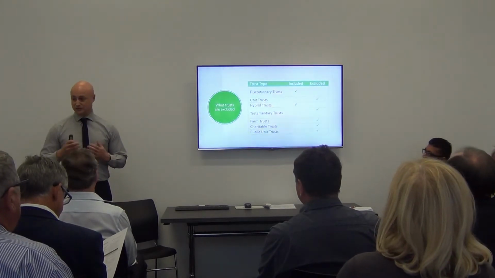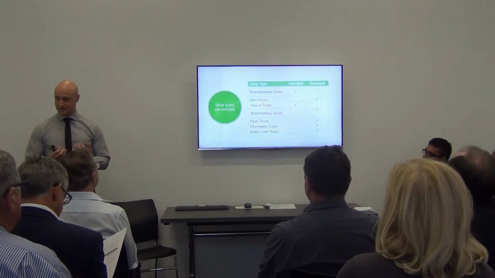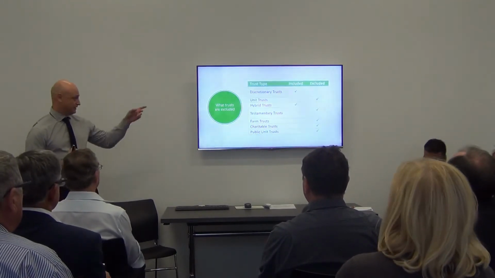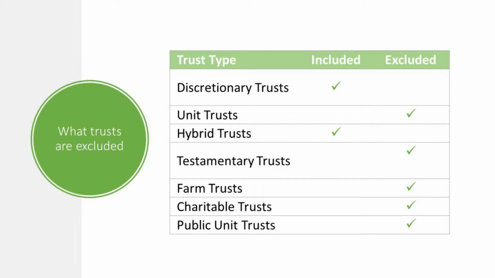To look at the different types of trust in terms of what's included and excluded. If you look at the left-hand side, obviously discretionary trusts are all included. Hybrid trust. A hybrid trust is a cross between a unit trust and a discretionary trust. So that type of trust will have fixed elements where a distribution of income will flow through to various people on a fixed rate.